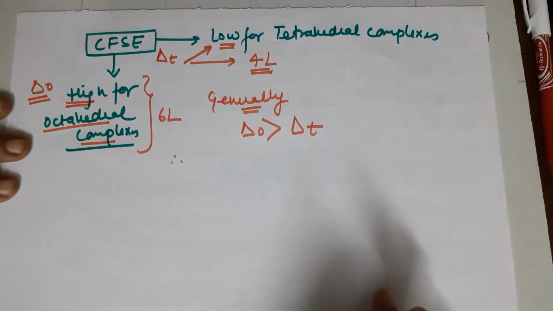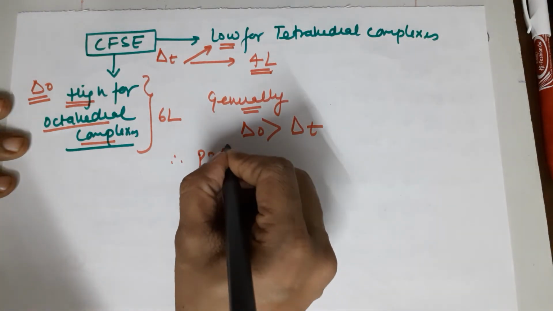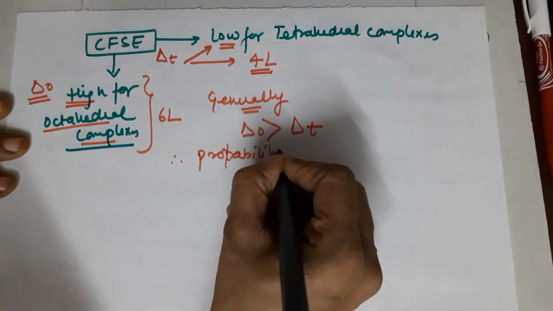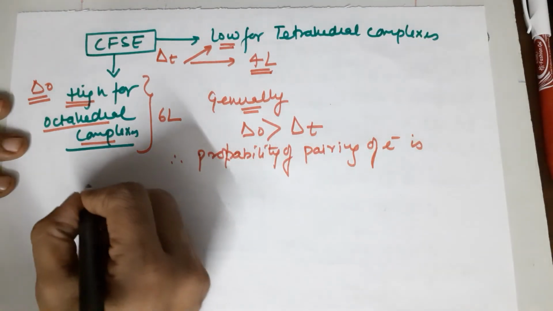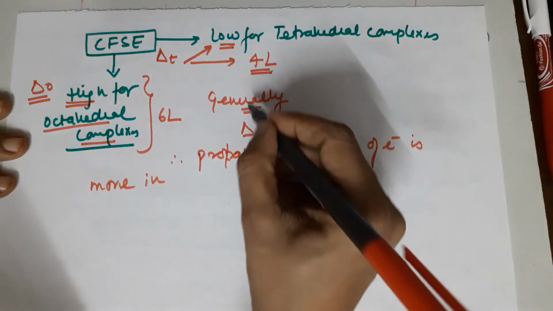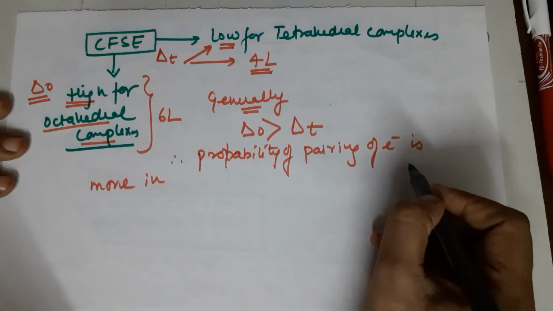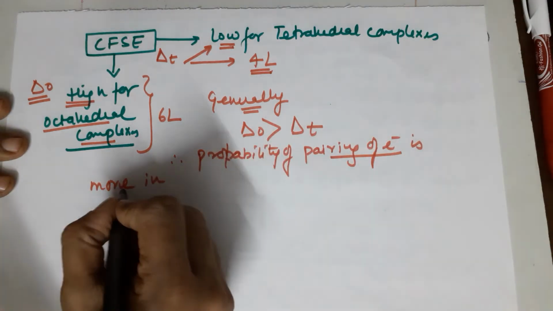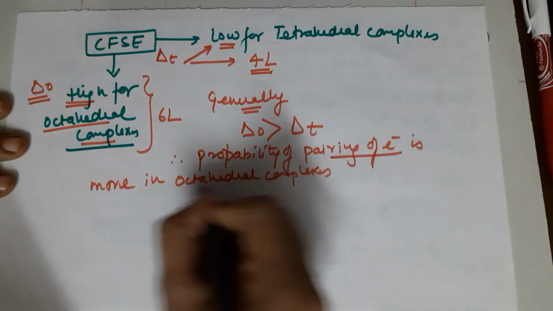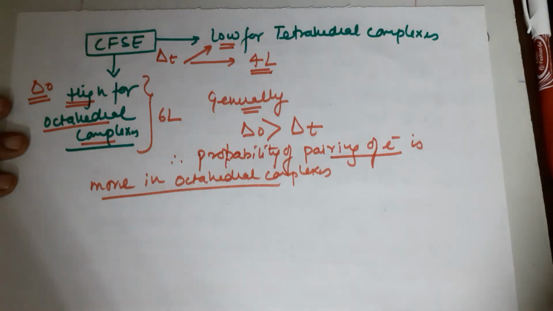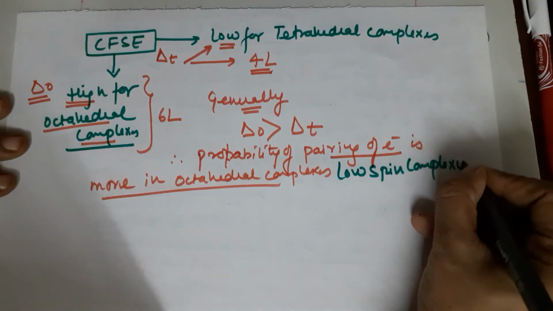Therefore, do you understand, if the gap is large, the probability of pairing of electrons is more in which case? If the gap is large, in case of octahedral, the electron will not jump up. Since the electron will not jump up, it will start pairing. The probability of pairing of electrons is more in octahedral complexes. Since the electrons are getting paired, we say they would form low spin complexes.